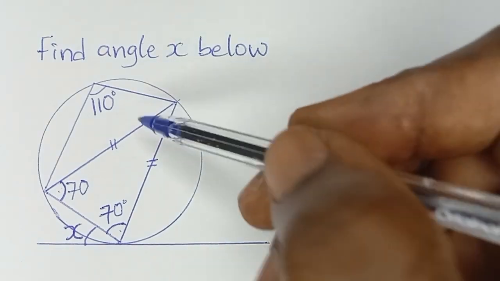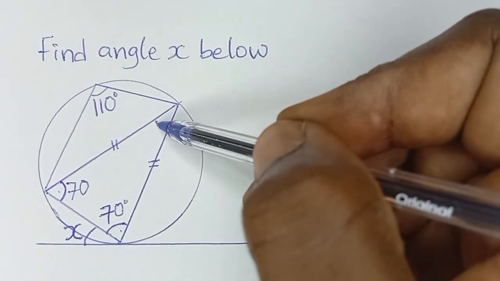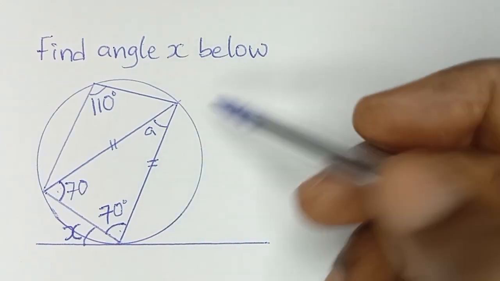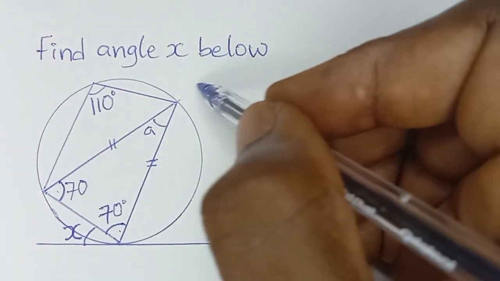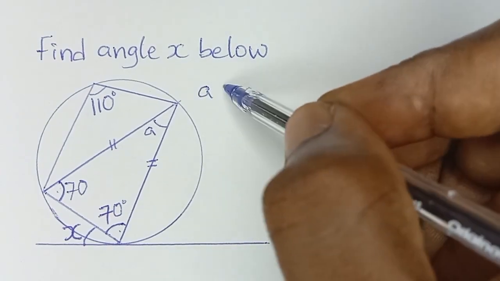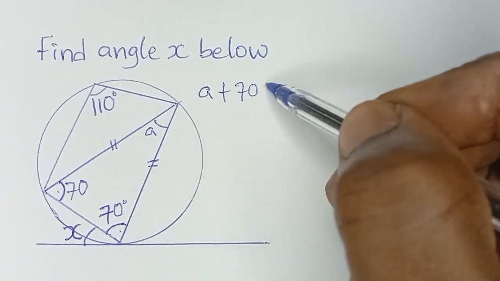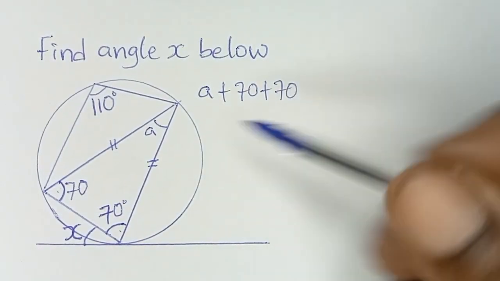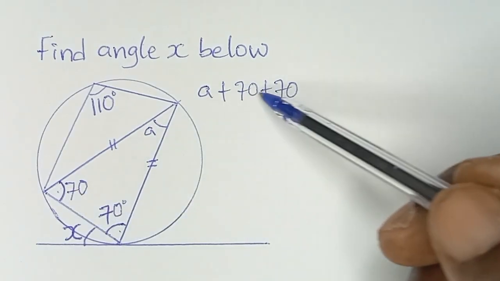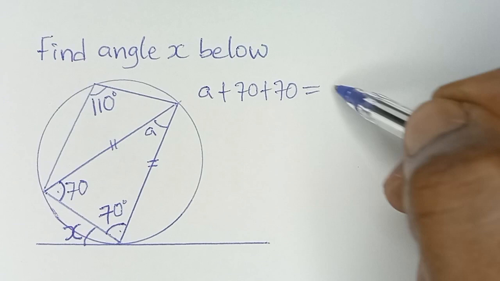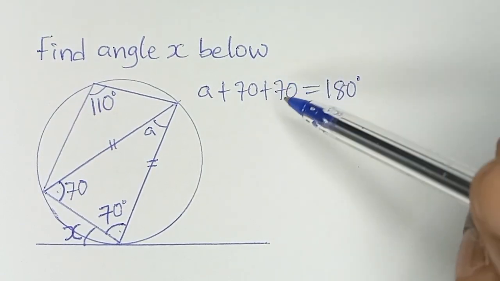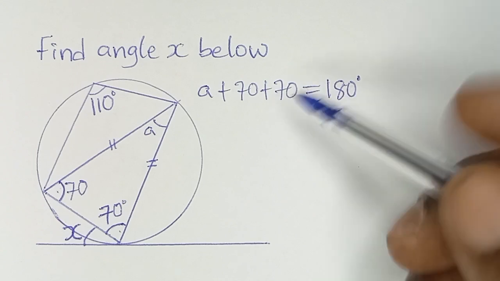So now we can come back to this angle here in this triangle. Let me call it angle A. So this is a triangle. All the three angles of a triangle add up to 180 degrees. So angle A plus this 70 plus this 70, the three of them should add up to 180 degrees, because the sum of angles in a triangle add up to 180 degrees.